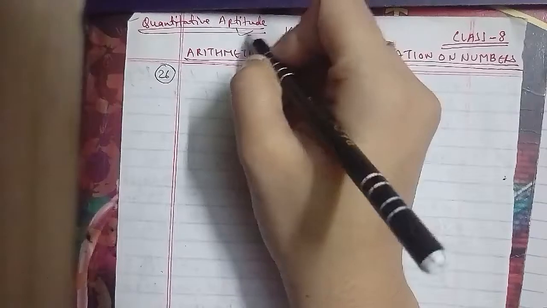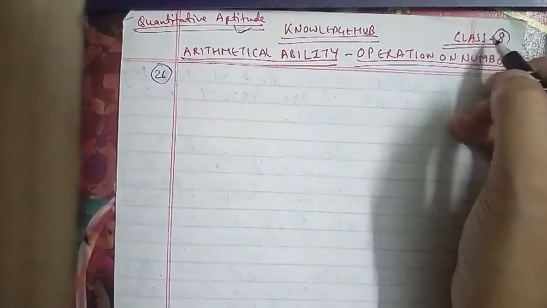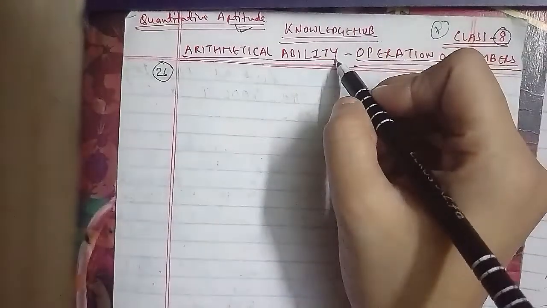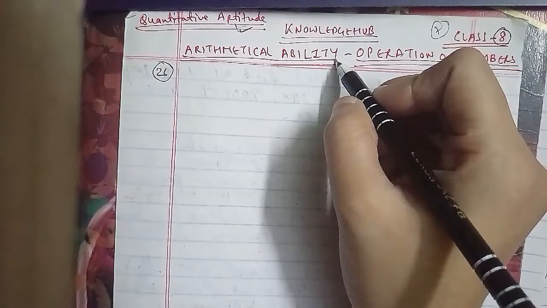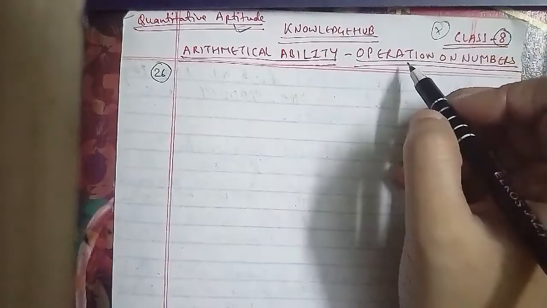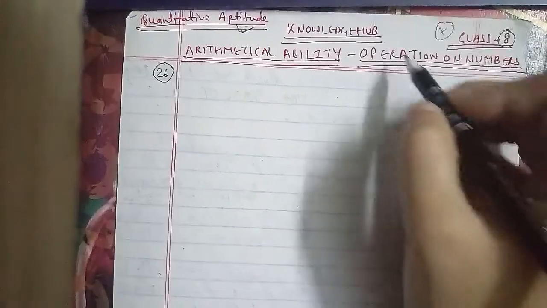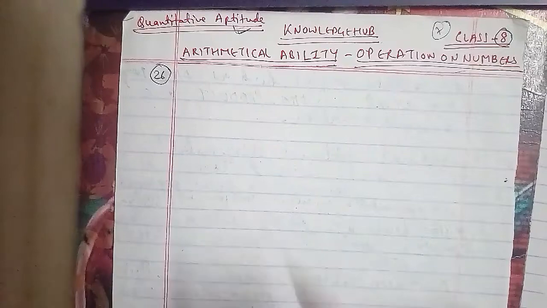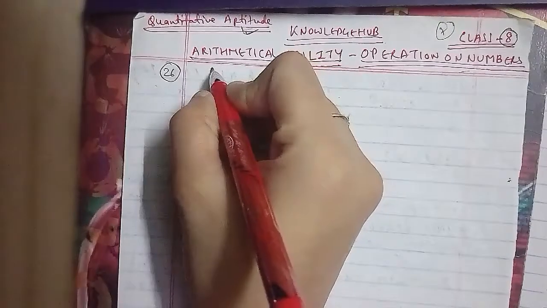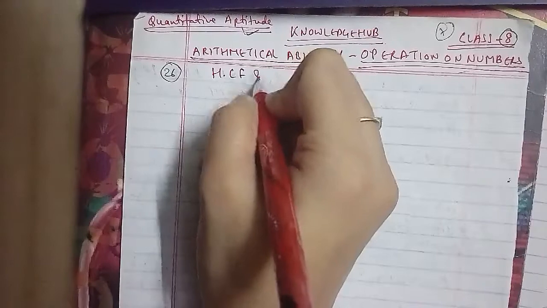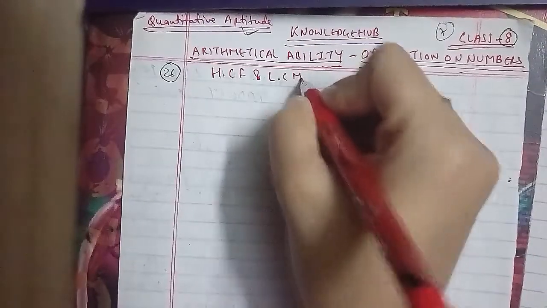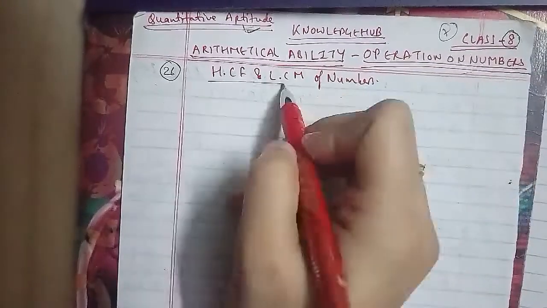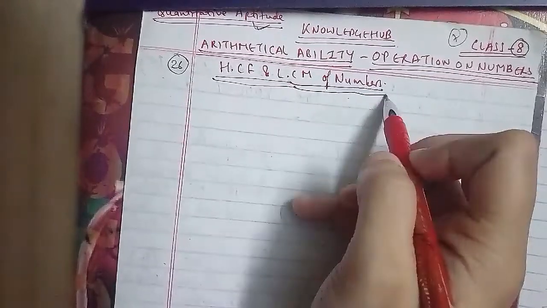Today we're going to start with quantitative aptitude, and this is class 8, as we had done 7 classes where we had discussed arithmetical ability. In that, we had done operations on numbers. So now today we'll discuss in this class HCF and LCM of numbers, that is what we have to talk about here.